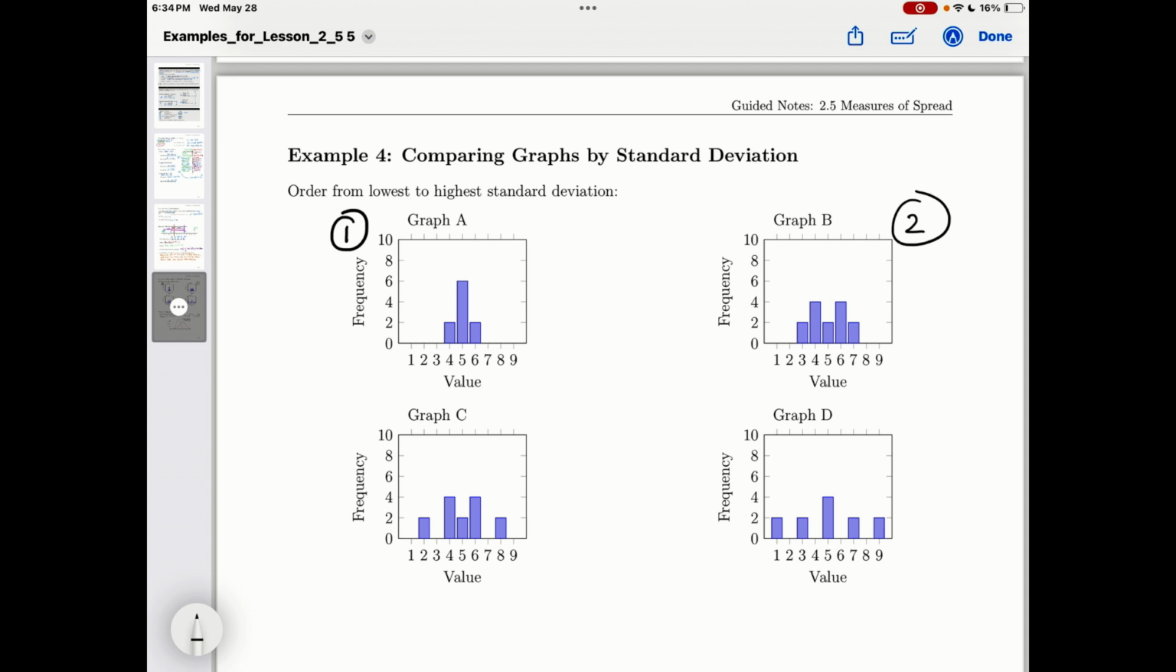When we look at graph C, it goes from 2 to 8. It's still centered at 5, but it goes out even further this time. So graph C is going to be the next highest standard deviation. And graph D is the most spread out. It goes from 1 to 9. It's still centered at 5, but it's spread out the furthest from 1 to 9. So this is going to have the highest standard deviation.